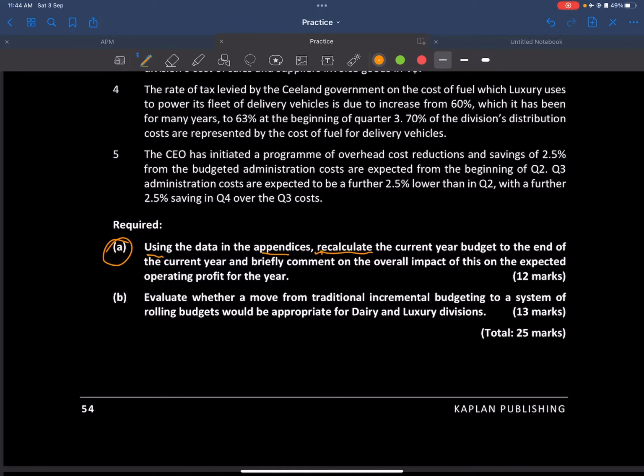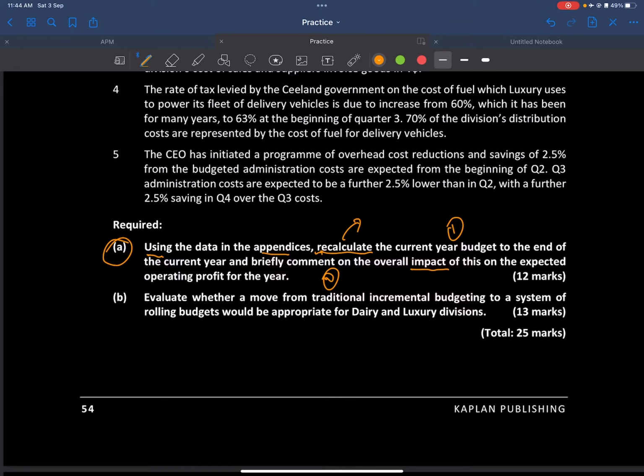The calculation has been done. It's a recalculation. Okay, what do we need to do? Recalculate the current year budget to the end of the year budget. That is one requirement. Second is briefly comment on the overall impact of this on the expected profit. So, what is the expected profit? Impact. So not only comment on the calculation itself, but the impact on expected profit.